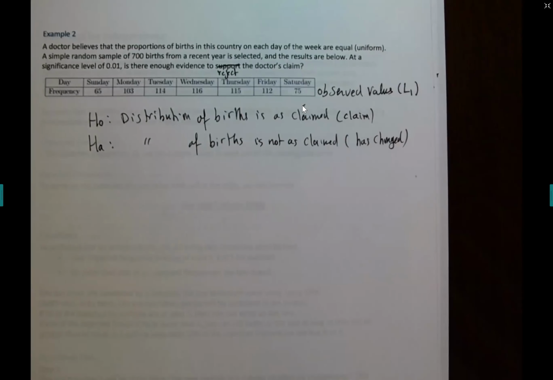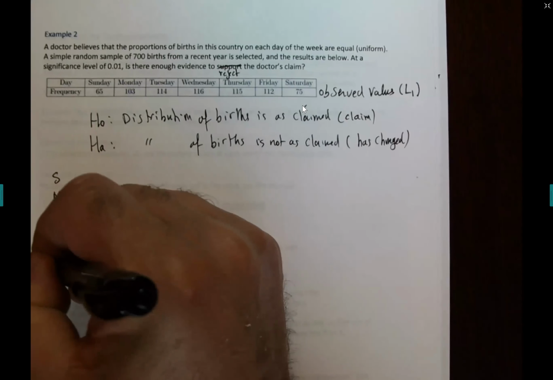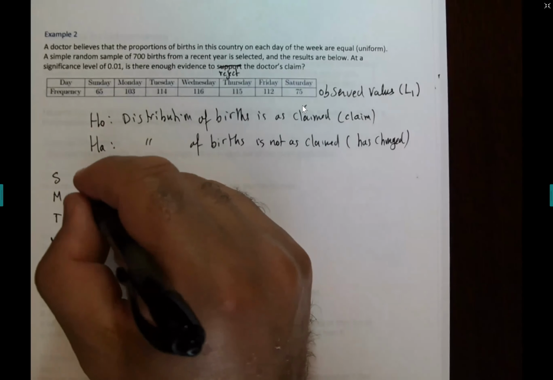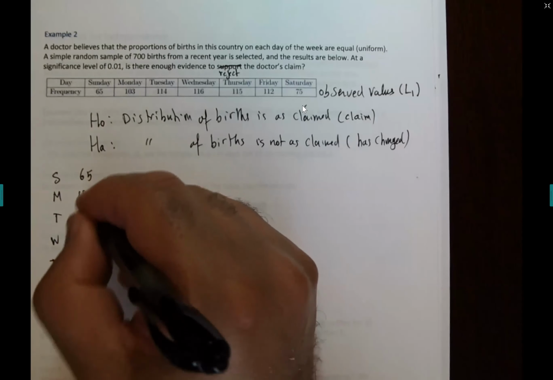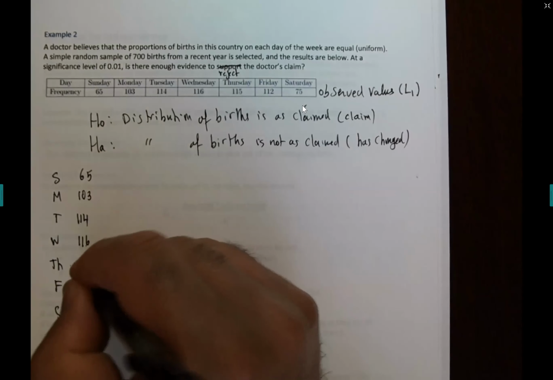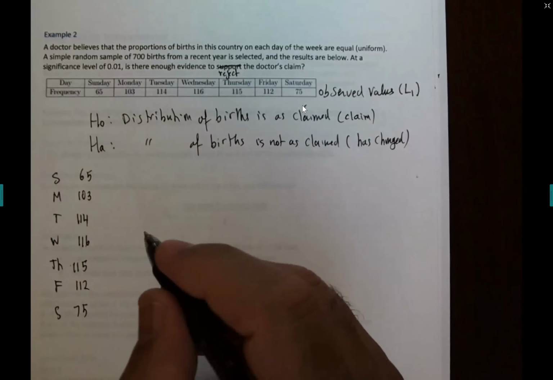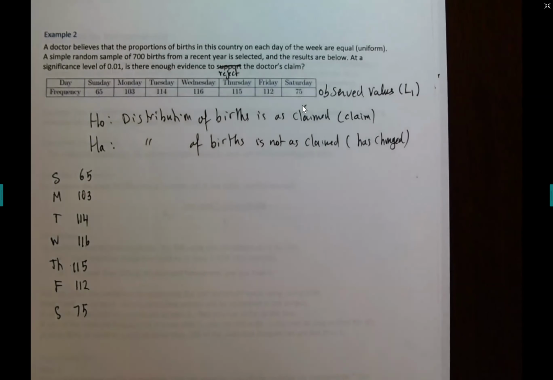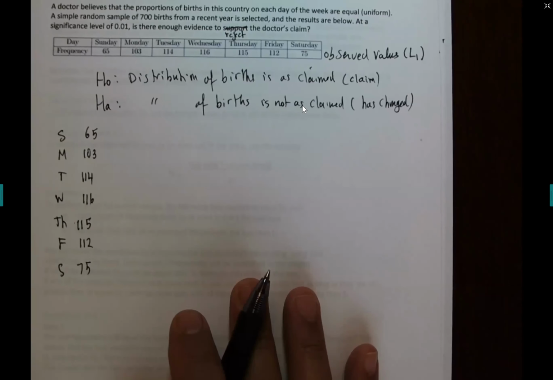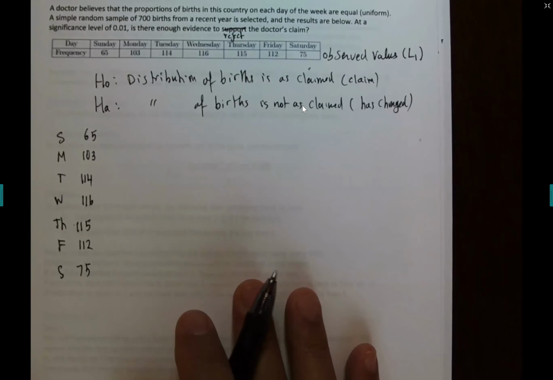Okay, I got the observed values, guys, right here. So I got Sunday, Monday, Tuesday, Wednesday, Thursday, Friday, and Saturday. And we got 65, we got 103, we got 114, we got 116, we got 115, we got 112. Do they look the same, guys, for all days of the week, or do you think they are different? What do you notice from the observed values? It seems like there are fewer births on the weekend. That's what I see. Okay, these are the observed values.